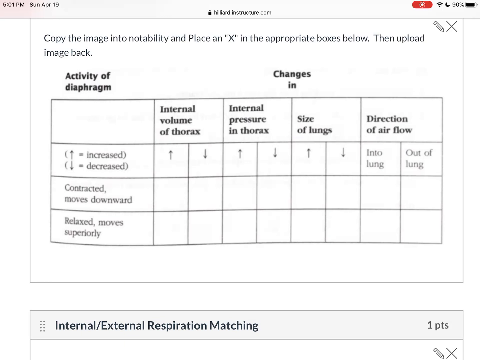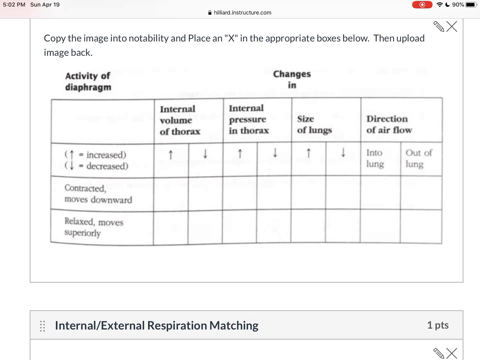So for the first one, it says internal volume of the thorax. Well, when the diaphragm, and you can see it says activity of diaphragm, when the diaphragm contracts and moves down, it's going to a more flat position. It's going to increase the size of the thorax. That's going to increase volume. So we would put an X right next to that where the arrow is pointing up. For relaxed, when the diaphragm is relaxed, you're going to do the opposite. You're going to put an X where the arrow is pointing down.